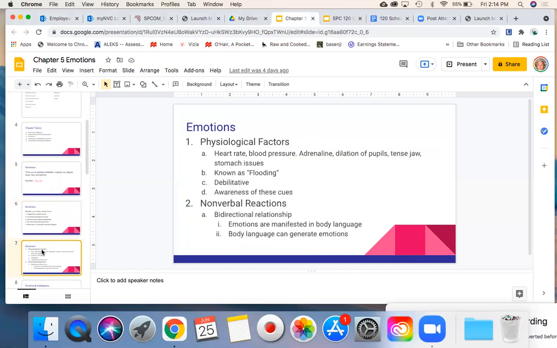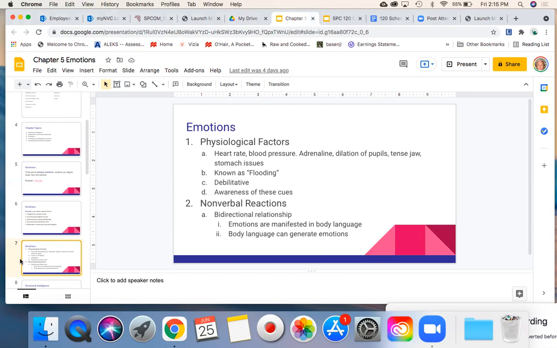What are the physiological factors? Well, when you're emotional, your heart might race, your blood pressure goes up, you might release adrenaline, which dilates your pupils, you might tense your jaw, you might have stomach issues. It's also known as flooding. Okay, so if you're familiar with being triggered, people use the word triggered a lot, but if you really are legit triggered, you're flooding. You're definitely getting flooded with physiological factors.